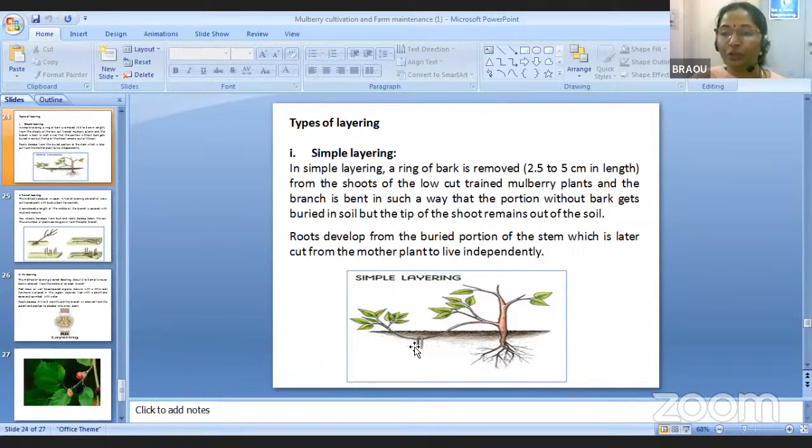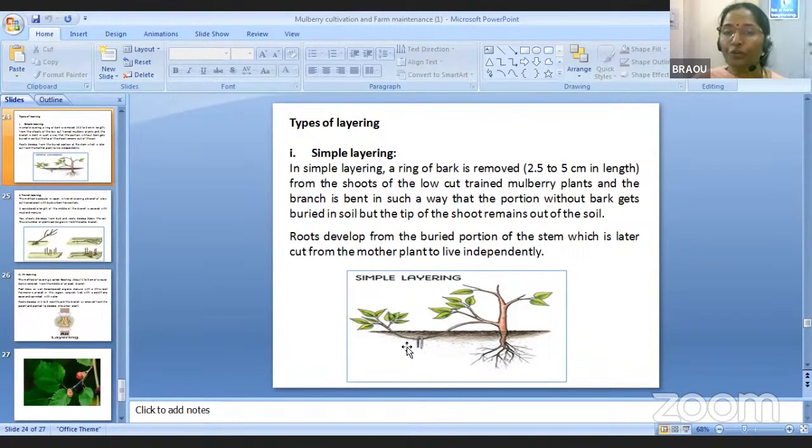You can see that U-shaped hook-like structure is pressed in so that the branch doesn't come out, because with any air or wind, the movement of the plant can cause the layer you have put inside to be uprooted. So to fasten it inside the soil, we place those hook-like structures so that it can stay in the mud without being disturbed.